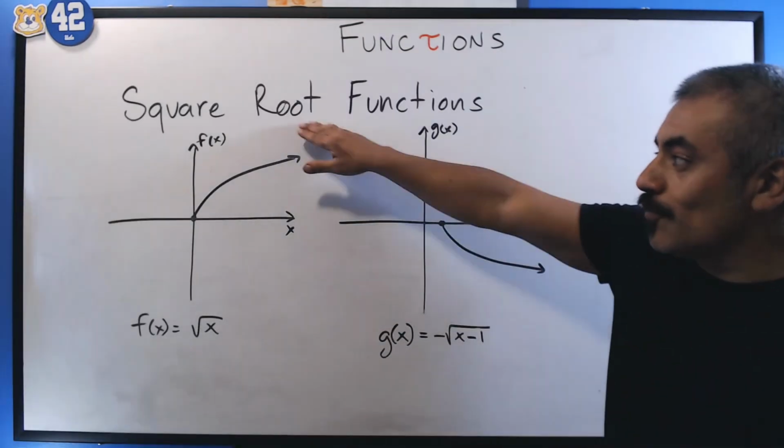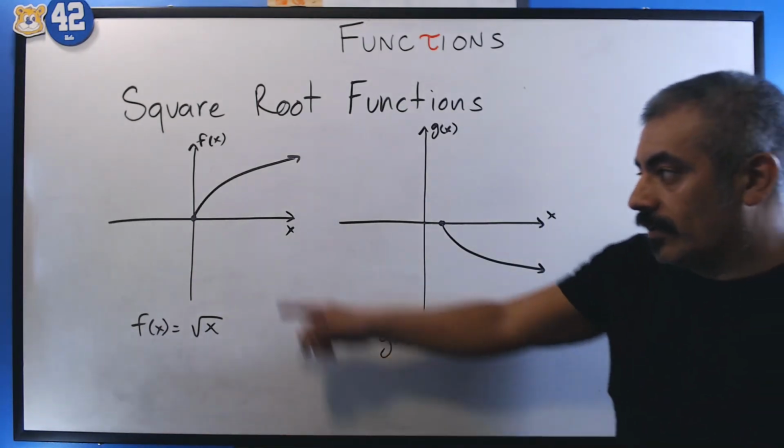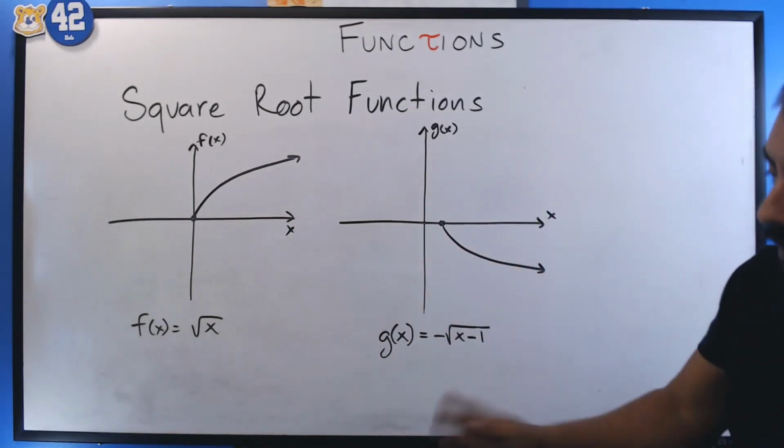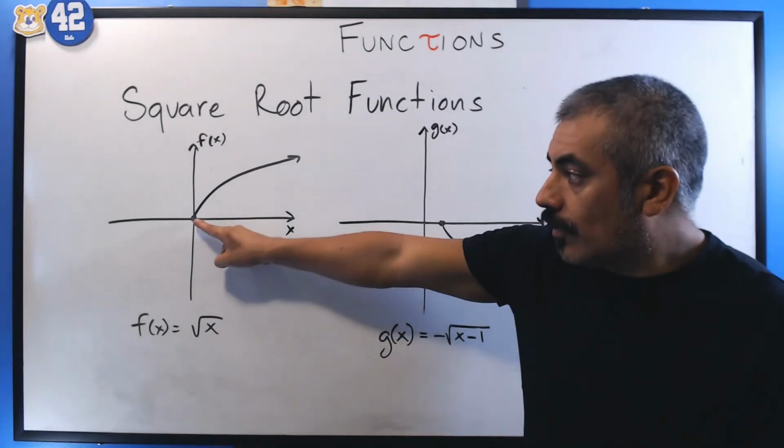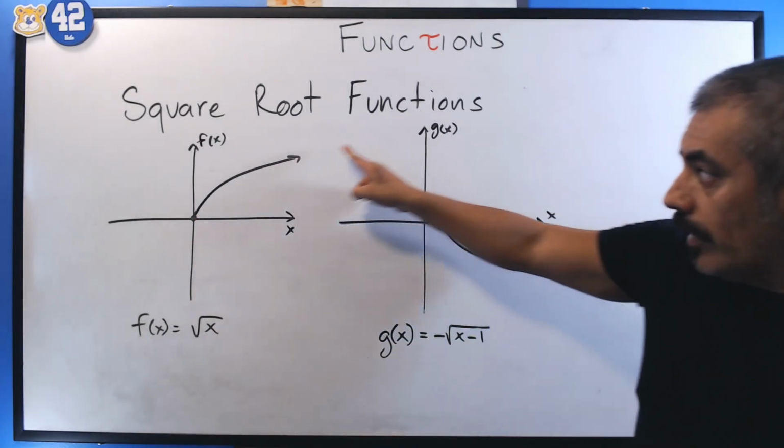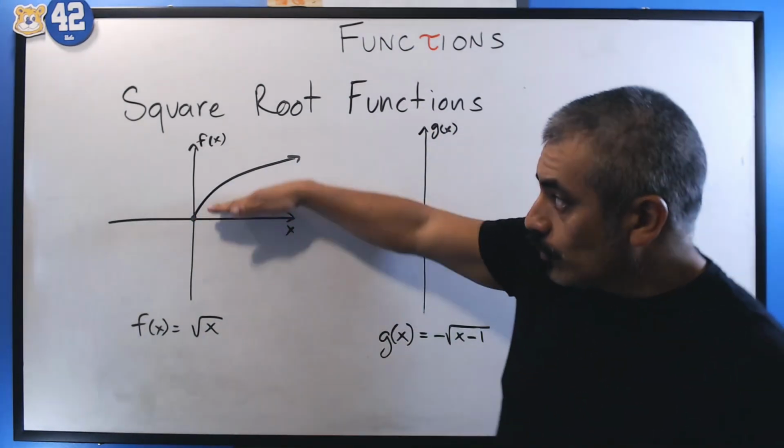Now for the square root function, first let's take a look at the characteristics of the graph. Notice that the parent function starts at 0 and continues all the way to the right forever. Also, it grows forever in the y direction.